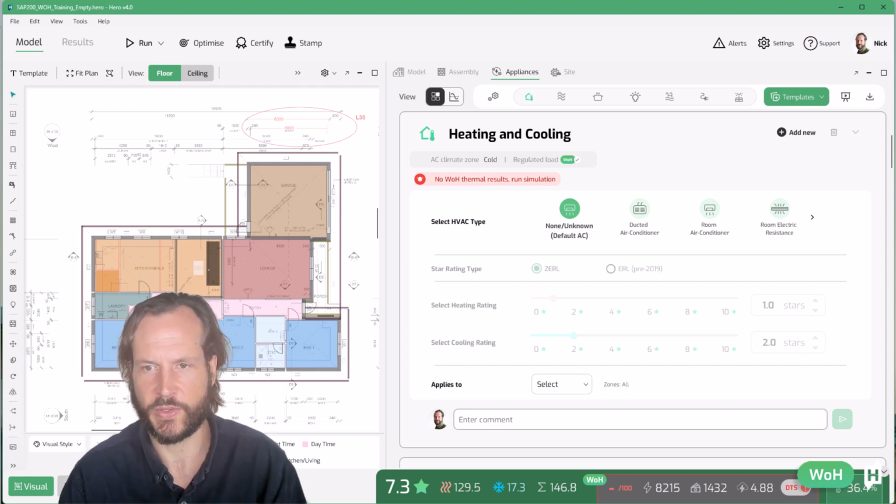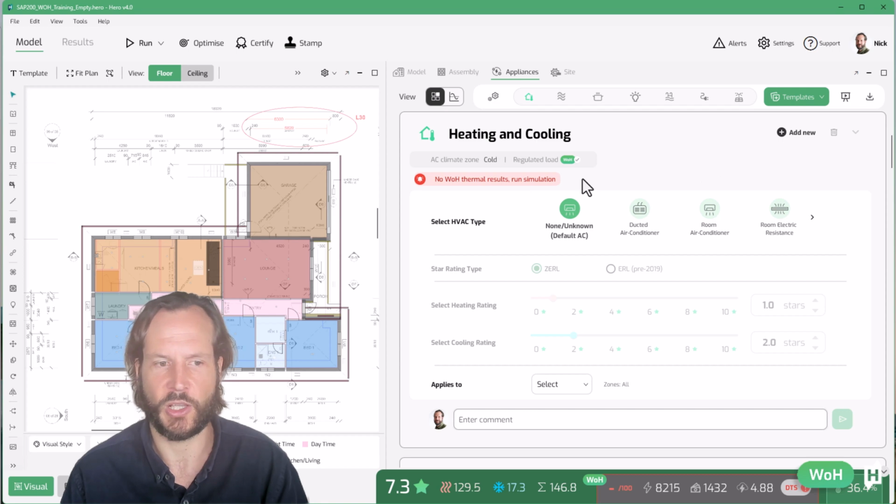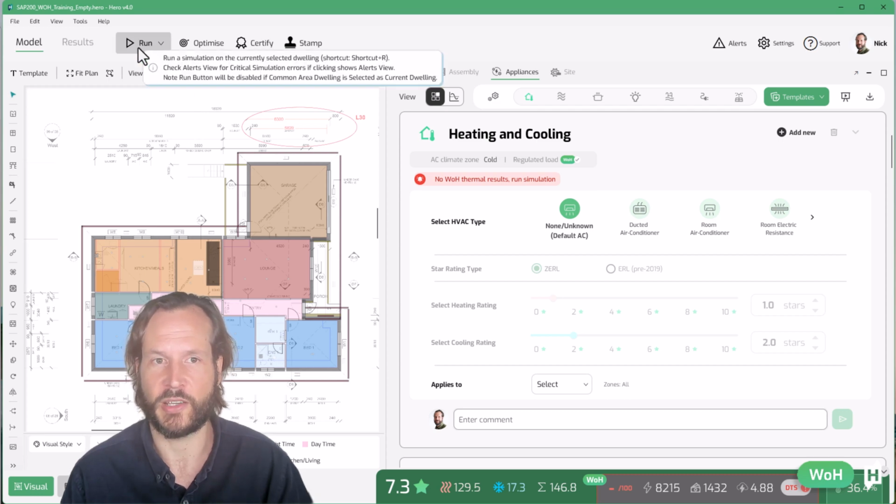So you can see in our example here, because we just turned on appliances, we're missing those Chenath Whole of Home thermal loads. And that's why we don't have any HVAC results and why we don't yet have a Whole of Home rating. And you can see this alert here at the top of the HVAC section telling us exactly that. So all we need to do though is just run a simulation like usual.